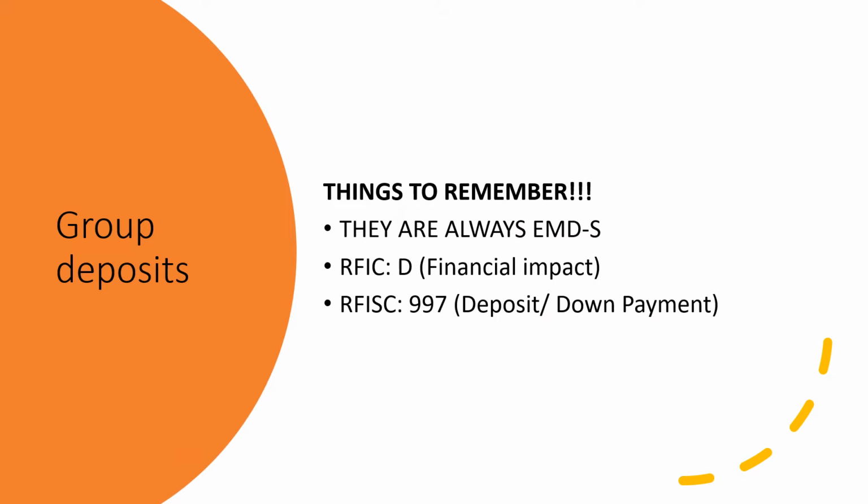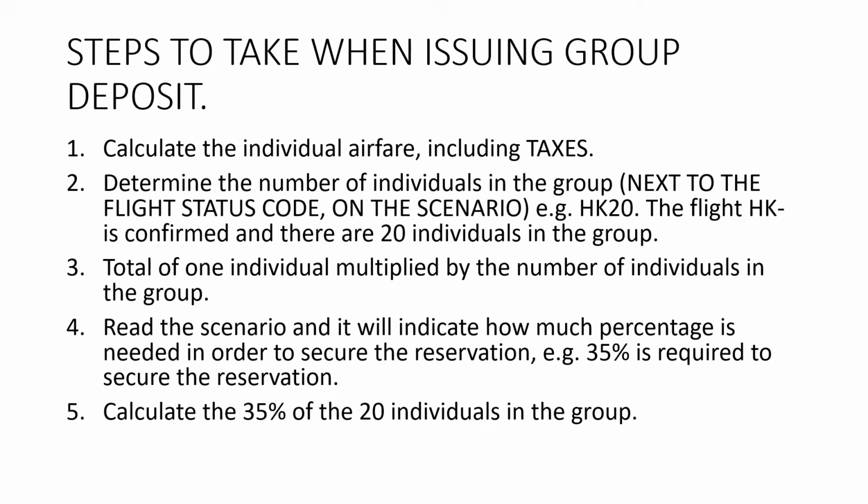Now, moving on to group deposits. Things to remember: group deposits are always EMDS, and the reason for issuing the EMD is always D. The description of the EMD is financial impact. The subcode is always 997. Now, the steps to take when issuing group deposits.